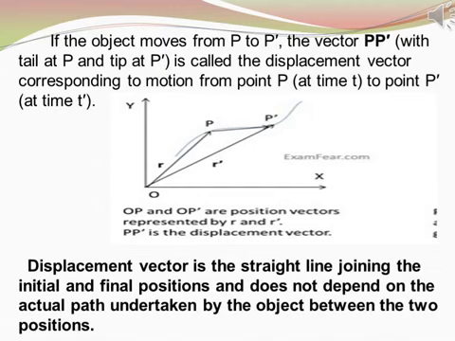From this figure, you have seen that the points P and P dash are joined by a straight line which is in a specified direction, that is, directed from the point P to P dash. Thus, this straight line with specified direction indicates the displacement vector joining the initial and final positions of the object. It does not depend on the actual path undertaken by the object between these two positions.